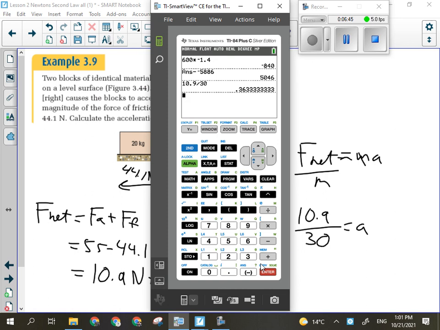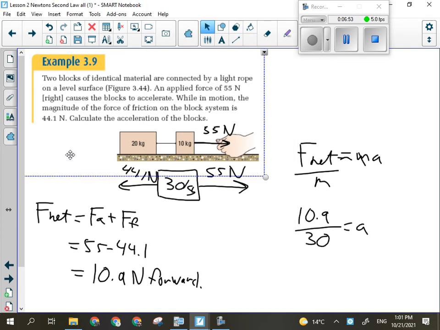Okay, so the acceleration of the whole system, of either block, is 0.36 meters per second squared. And let's just say forward here. I don't see right or left on here, so forward.